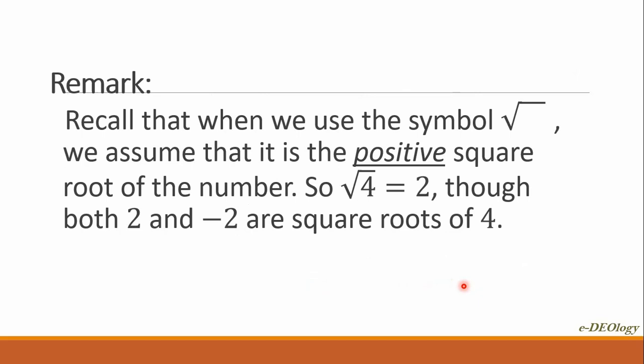This is just to remind us that when we use the square root symbol, we will always use the positive number. The square root of 4 will give us positive 2, even though we know that both 2 and negative 2 are considered correct answers for the square root of 4. So when we have the square root of 4, we take only the positive 2 as the final answer.